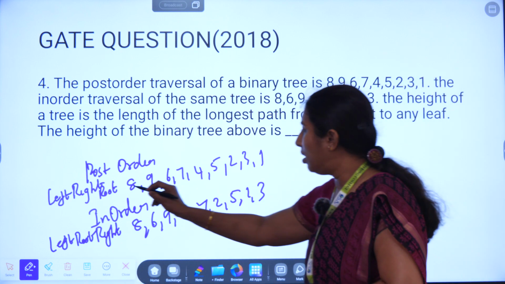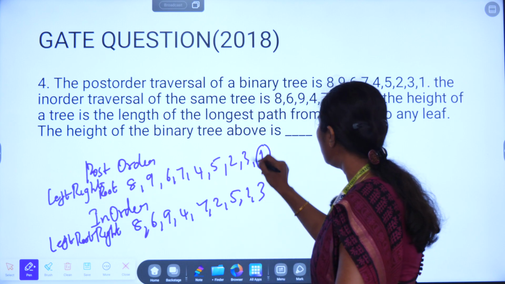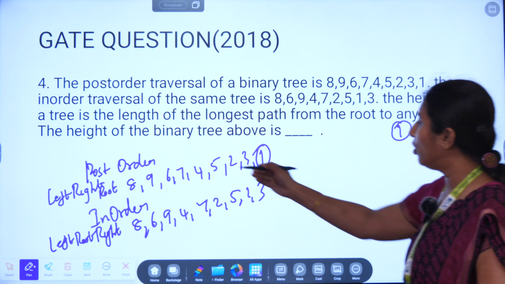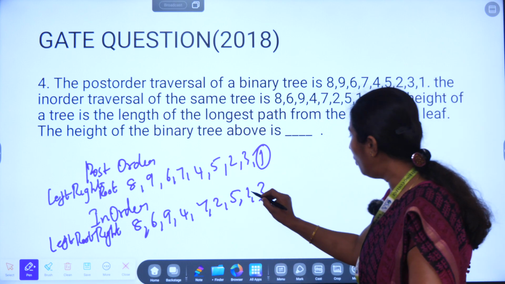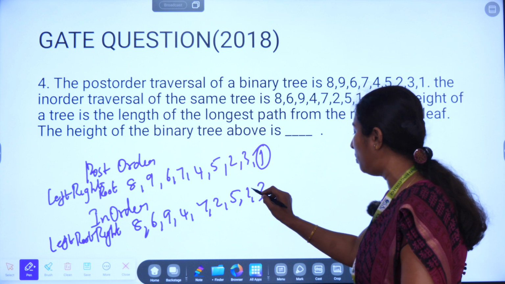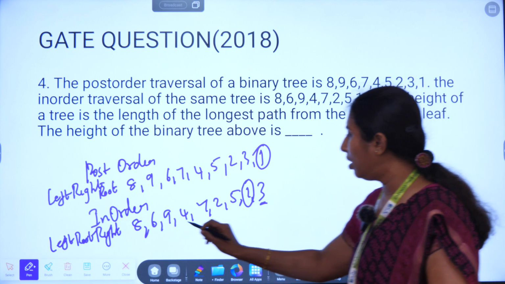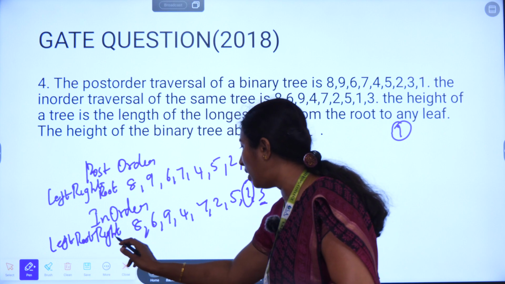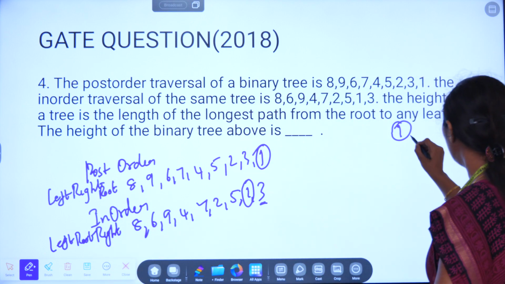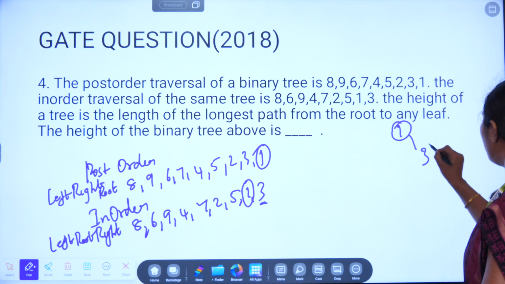For the post order, the root element which we are going to consider is this one. So the root node will be 1 and we are going to come to the in order. Now this is the root node over here. We are going to find the left and right subtree. If this is the root, what is the in order rule they have given? Left, root and right. The right child will be 3, so we are going to consider 3 towards the right.